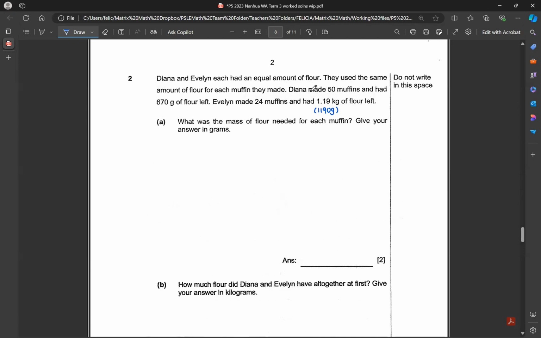Diana made 50, she had this much left. Evelyn made 24, she had this much left. You can easily present all this information on the model, and also because they both started off with the same amount of flour, it makes things a little bit easier to work with when you use a model. I'll start off with drawing 2 equal sizes because I follow the first information: both of them had an equal amount of flour at first. So Diana and Evelyn.